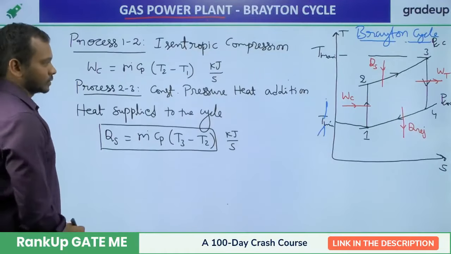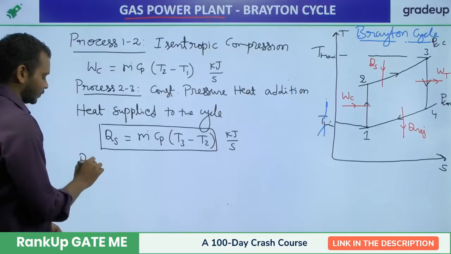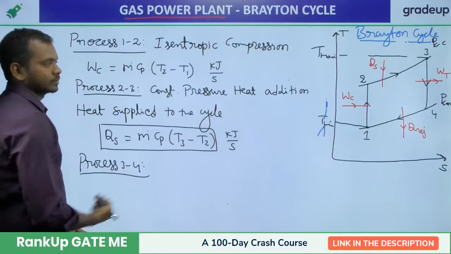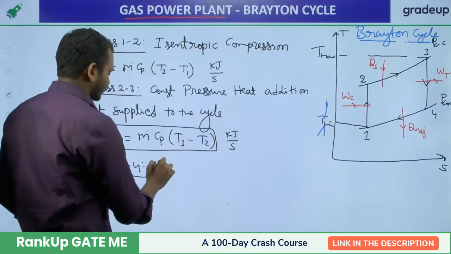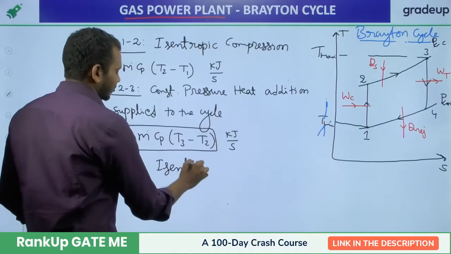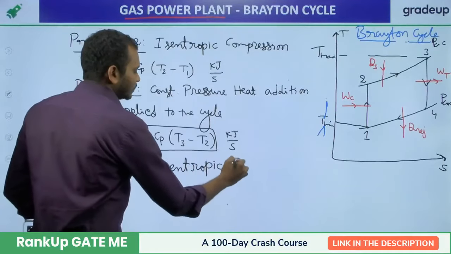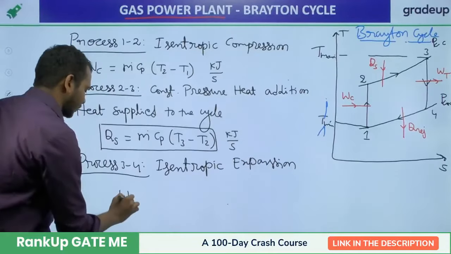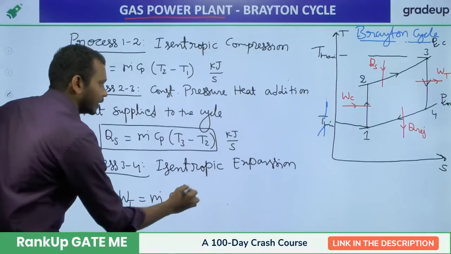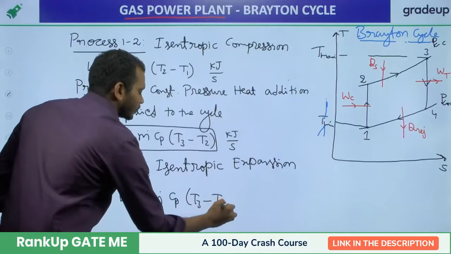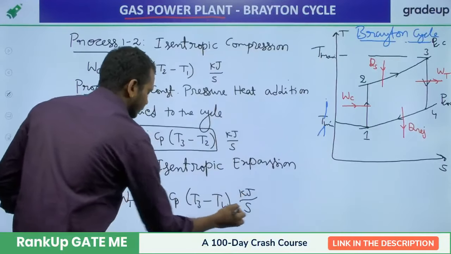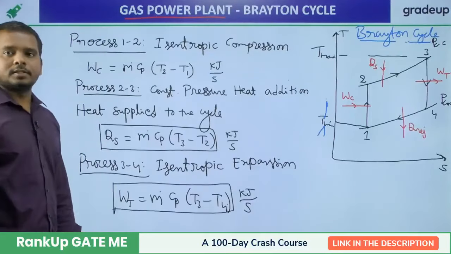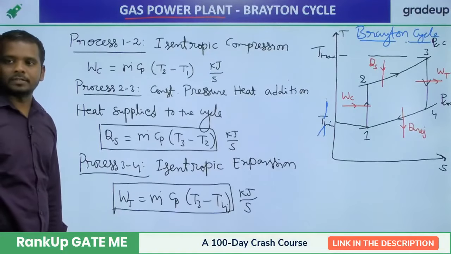Right? Now take the process 3 to 4. What is 3 to 4? Isentropic expansion. During the isentropic expansion, it does some work in the turbine. Therefore, work done by the turbine, Wt, is equal to m dot into Cp into T3 minus T4. That is in kilojoule per second. This is the work done by the turbine during an isentropic process.